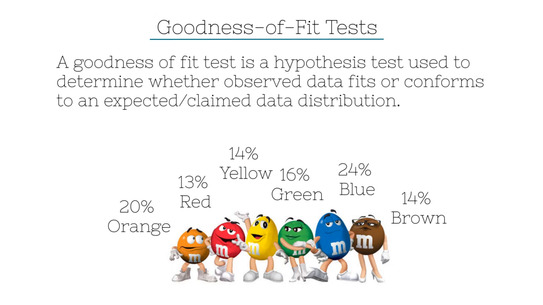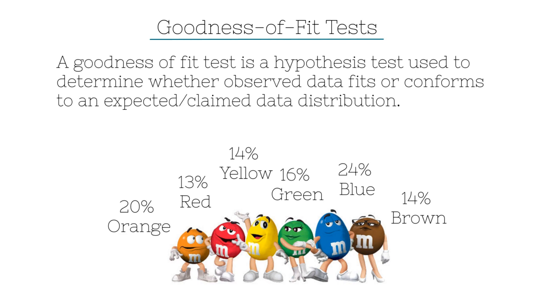Let's talk about goodness of fit tests. We've talked about M&Ms before in this class. Suppose that the M&Ms company claims that 20% of its M&Ms are orange, 13% are red, 14% are yellow, 16% are green, 24% are blue, and 14% are brown. Suppose we wanted to test this claim to see if these percentages were accurate. How would we go about doing that?